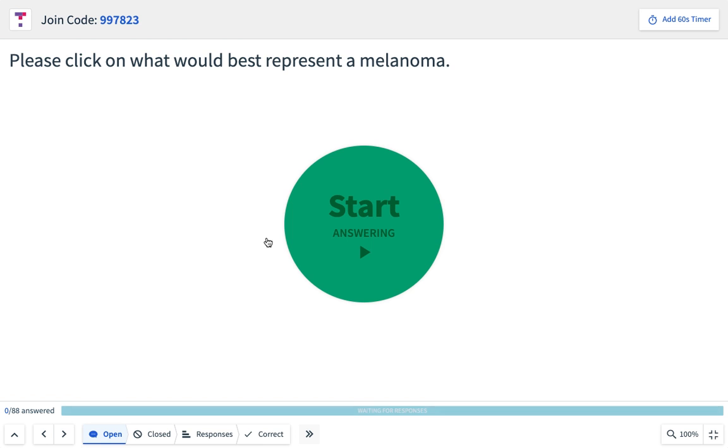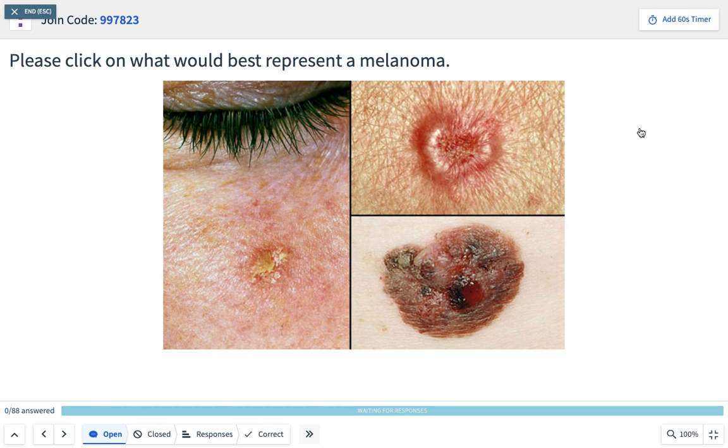And one last review question. This is a click on target. Please click on what would best represent a melanoma.